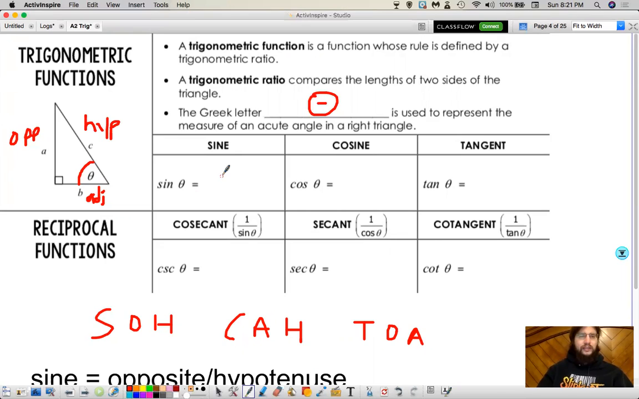Sine being opposite over adjacent would be A over C. Oh, sorry, sine is opposite over hypotenuse, it's A over C. Cosine is adjacent over hypotenuse, that's B over C. Tangent is opposite over adjacent, which is A over B.